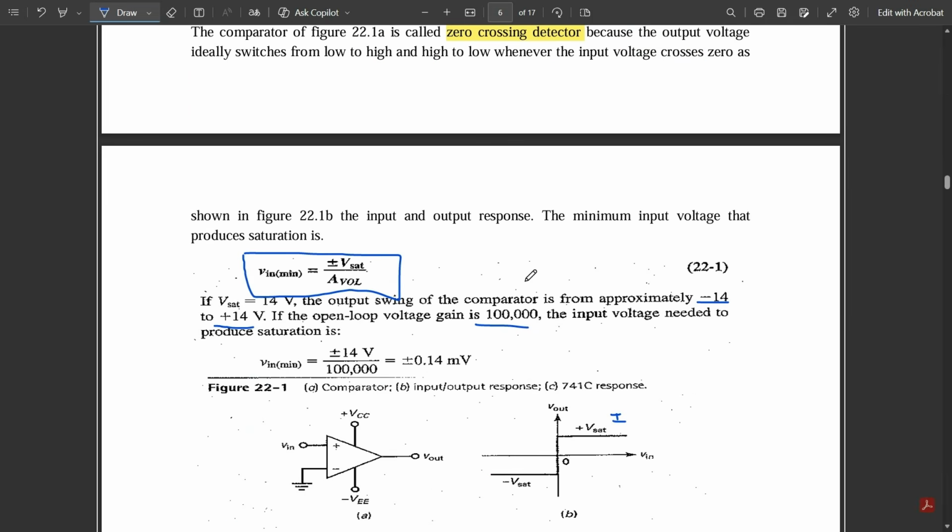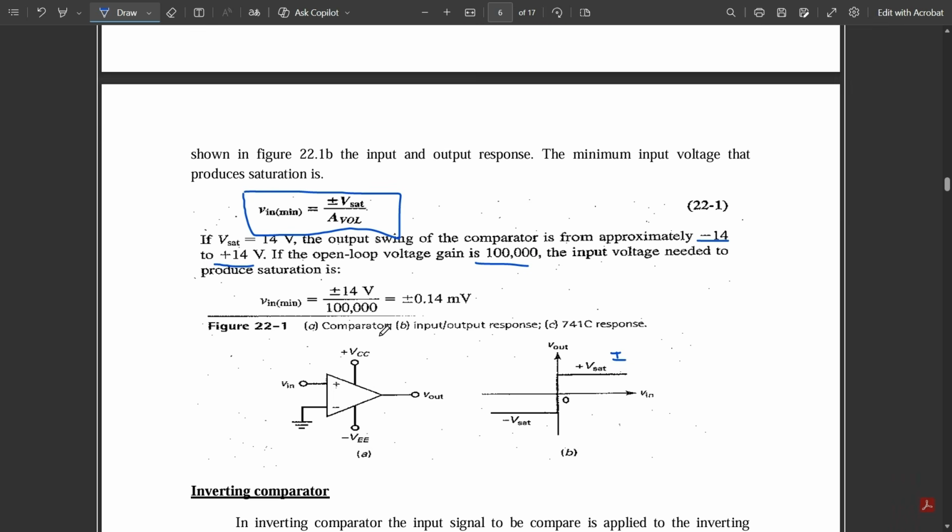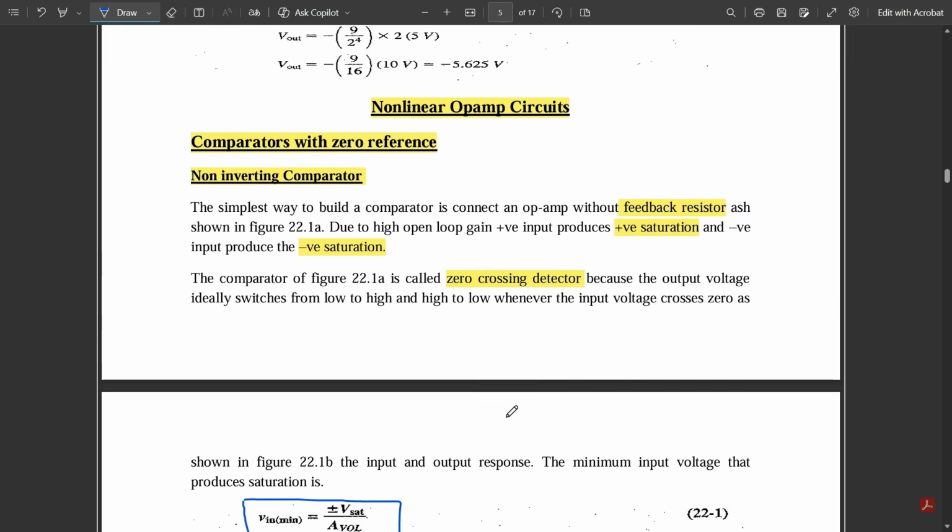So for the high open loop gain, in this case the open loop gain is maximum, right? Here they have taken it as 100,000, so that's why we would be getting positive V saturation for positive input, and negative V saturation for negative input. And this is the basic circuit, which is called a zero crossing detector or non-inverting comparator.